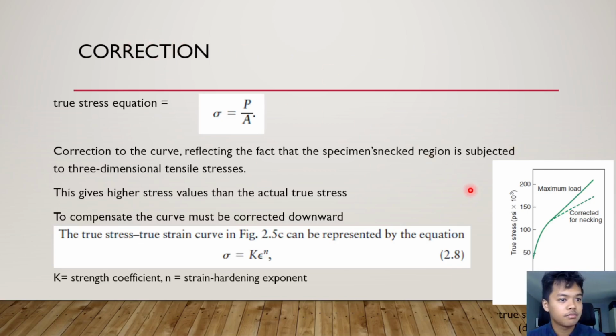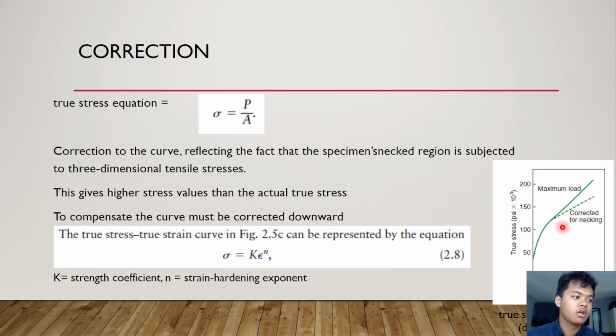Okay, so we have a correction. What is happening here? Here's the true stress-strain equation. It is a correction to the curve reflecting the fact that the specimen's neck region is subjected to three-dimensional tensile stresses. This gives higher stress values than the actual true stress. To compensate, the curve must be corrected downward. The true stress, true strain curve in figure 2.5c can be represented by the equation. So here is the equation that represents the true stress, true strain curve.